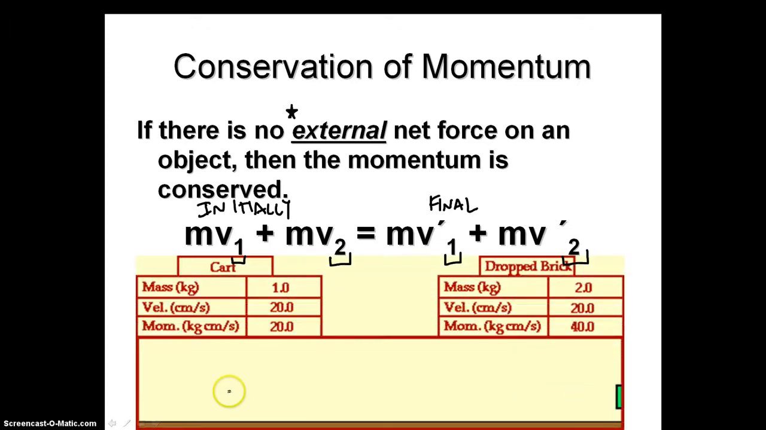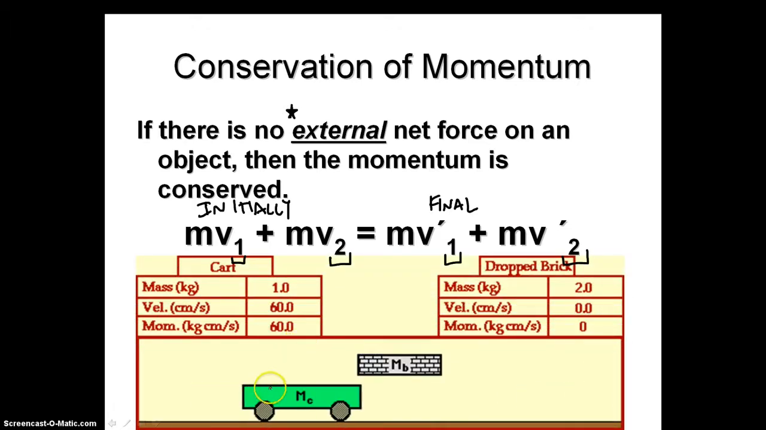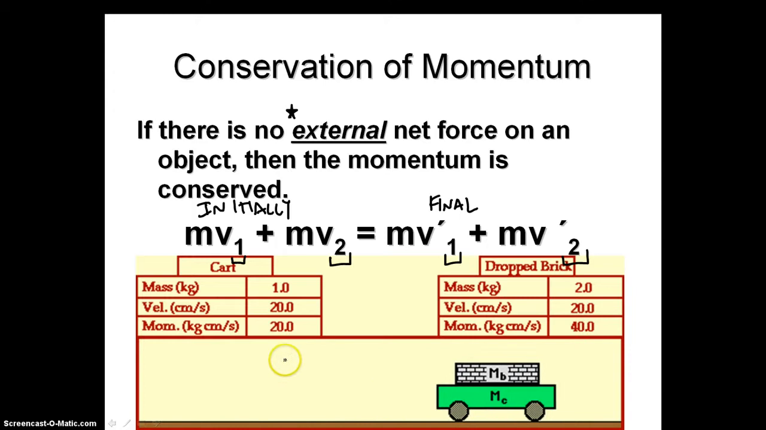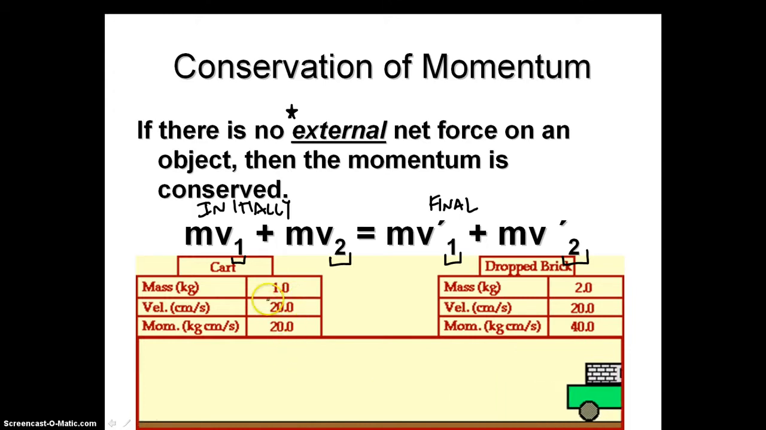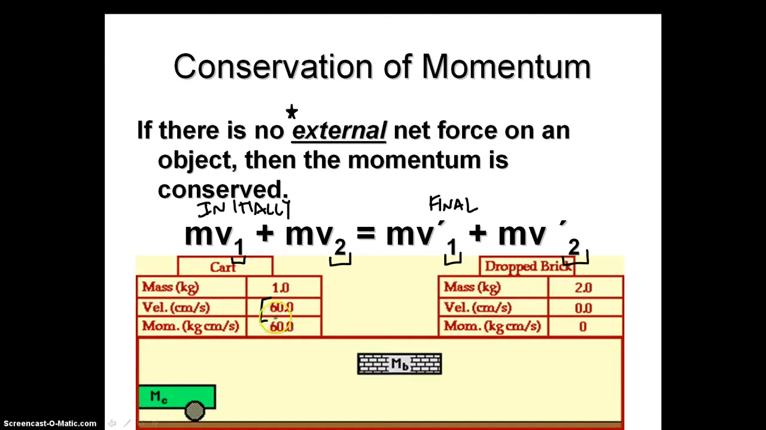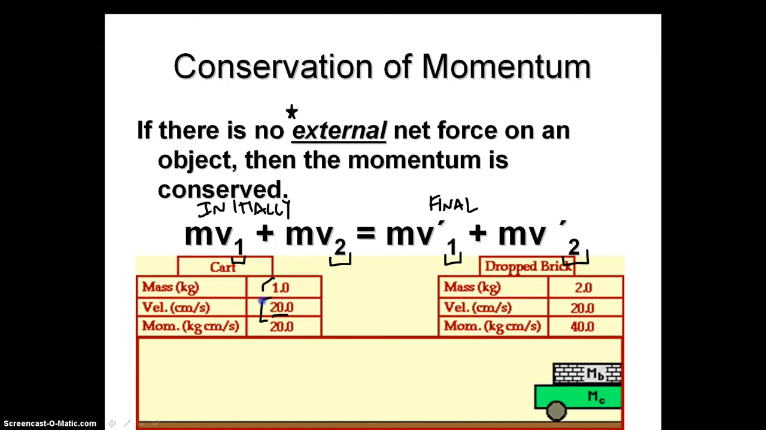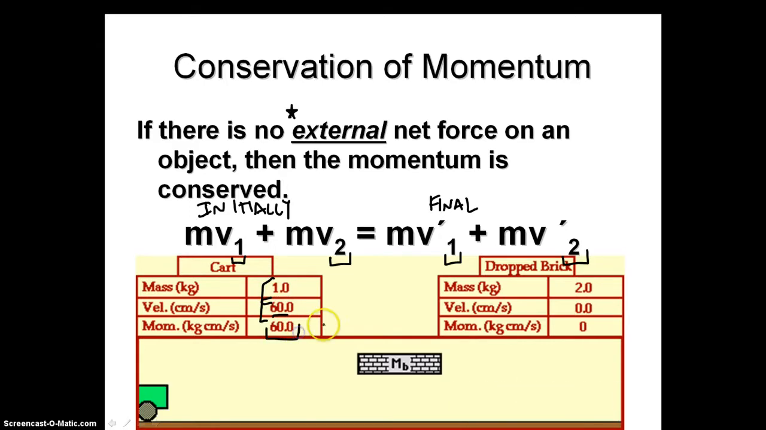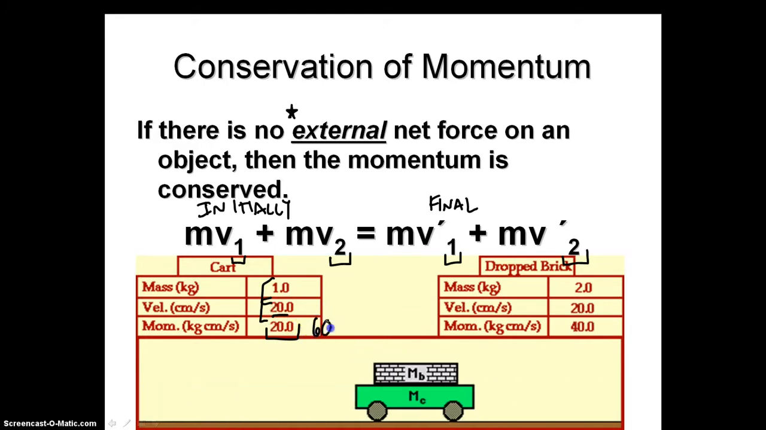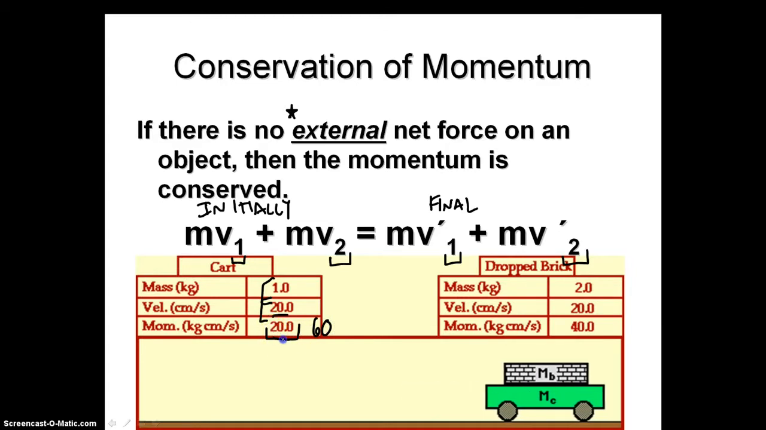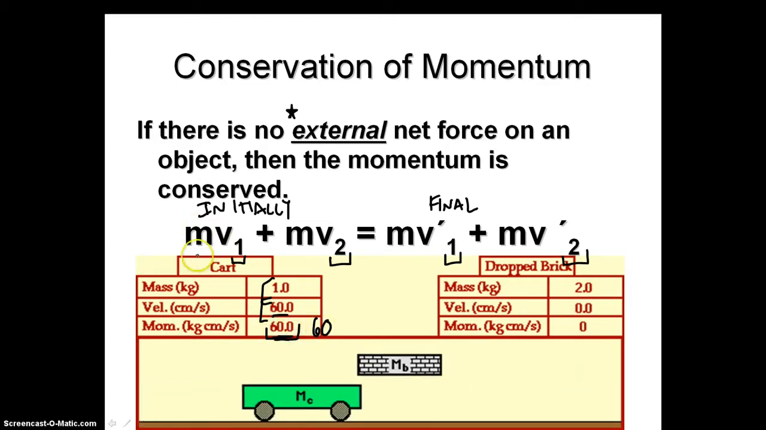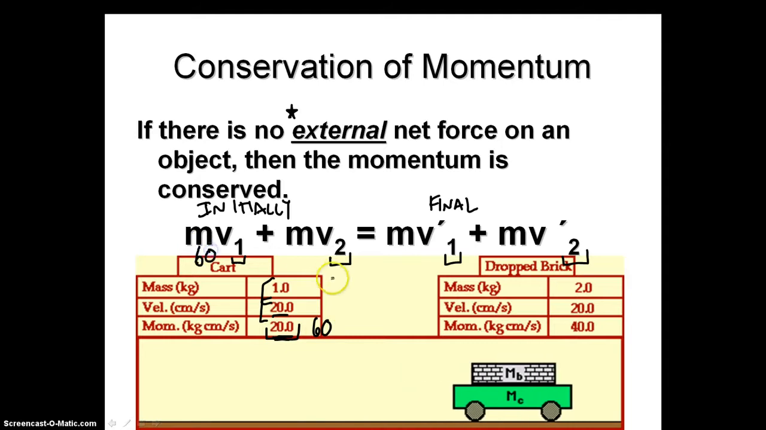So if we look at it, the car is moving at the beginning, just the car is moving. Let's watch just the car here. He goes from a velocity of 60, and he drops down to 20. Since his mass is 1, his momentum is 60 at the beginning. But at the end, he slows down. So what happened to his momentum? It slowed down. So initially, his momentum was 60.